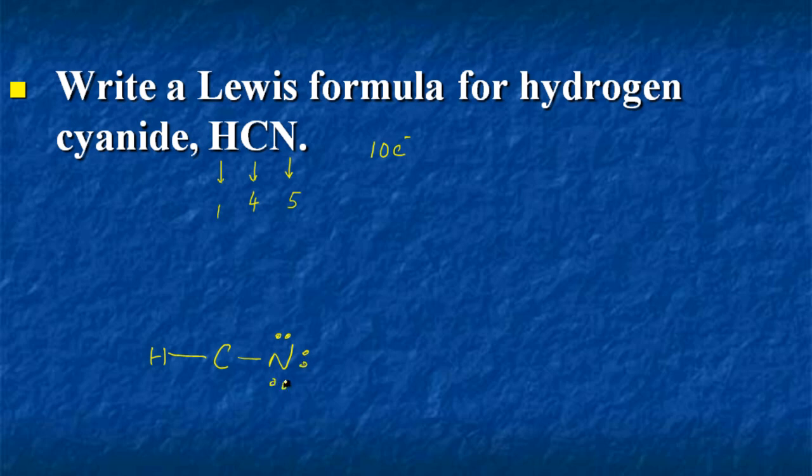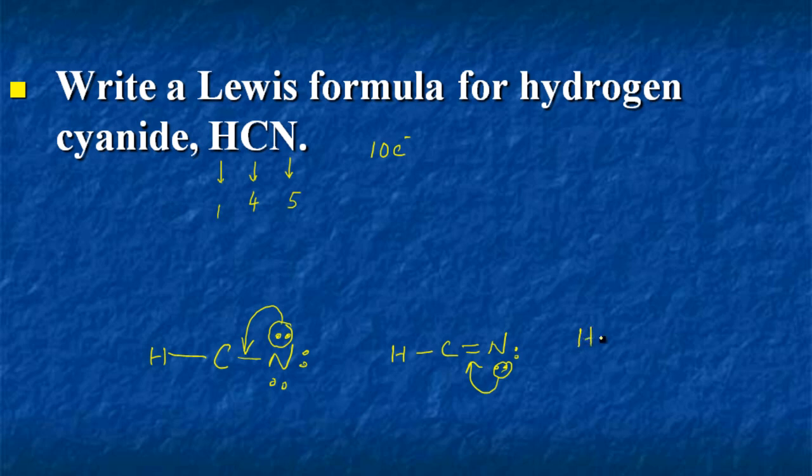Nitrogen is happy, but carbon is not. What are we going to do? We are going to make them share electrons. So let's move one pair. We get H-C double bond nitrogen, and now nitrogen has only 2 pairs left. Is carbon happy? Not yet. What do we need to do? We need to ask them to share one more pair. So let's ask them to share this pair also.